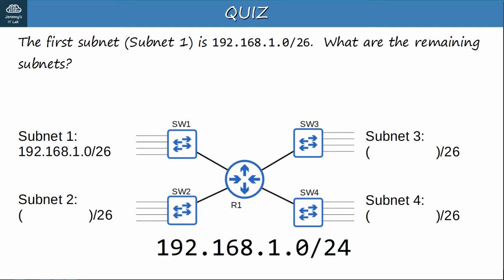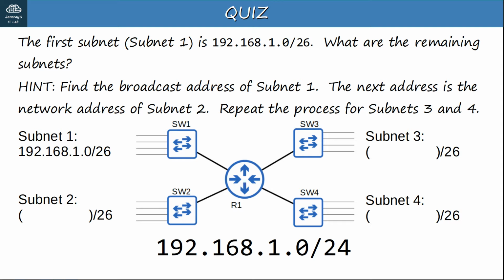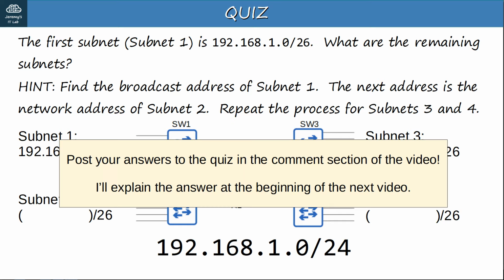To help you out, here's a hint. Find the broadcast address of subnet 1. The next address after that is the network address of subnet 2. And then just repeat the process for subnets 3 and 4. Post your answers in the comment section, and I'll also go over the answer in the next video.